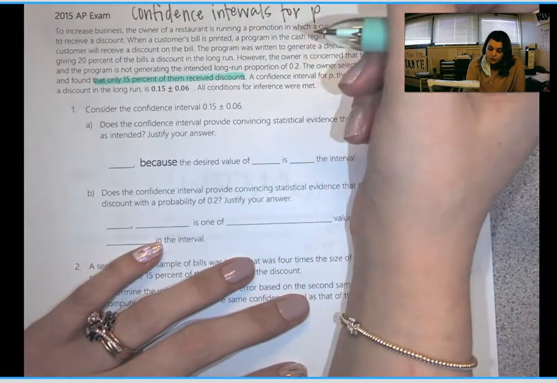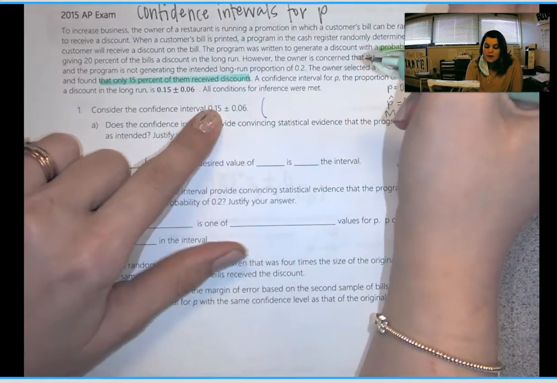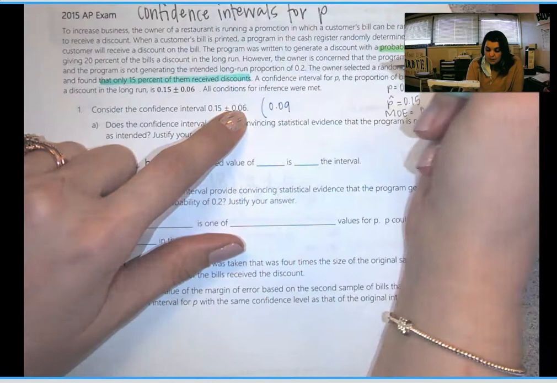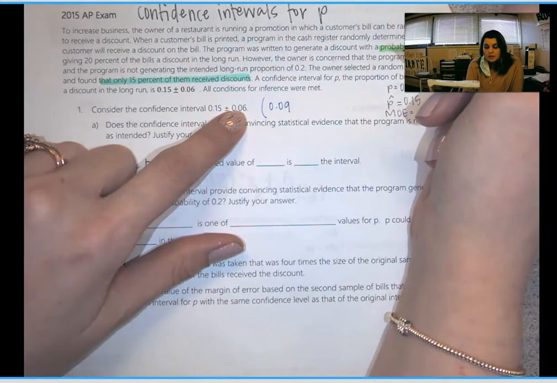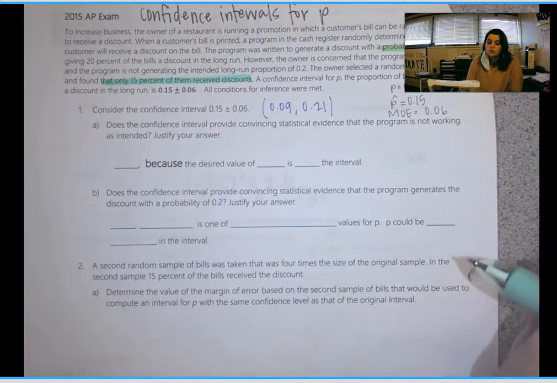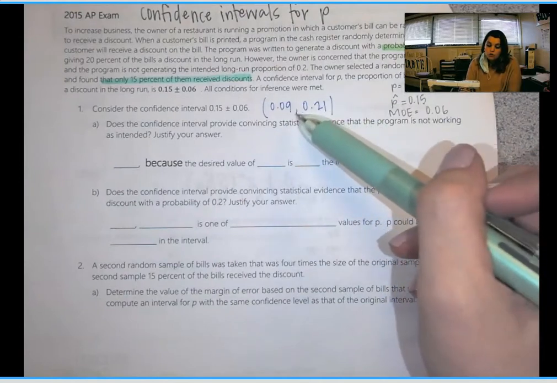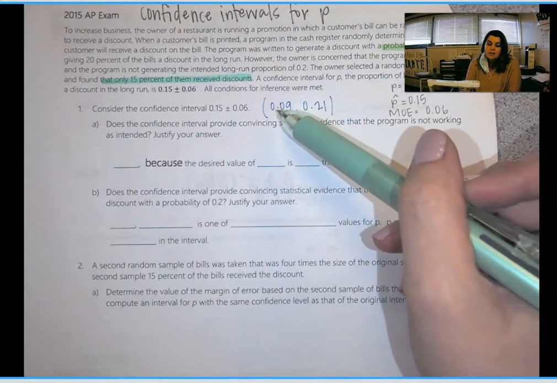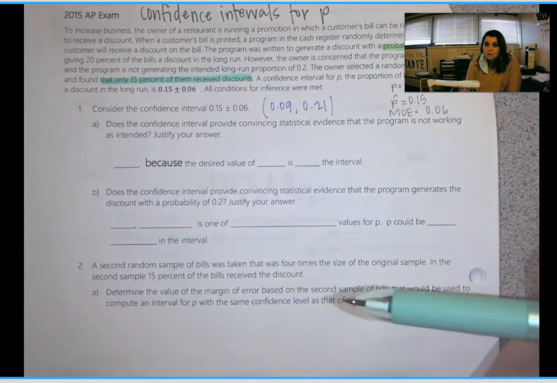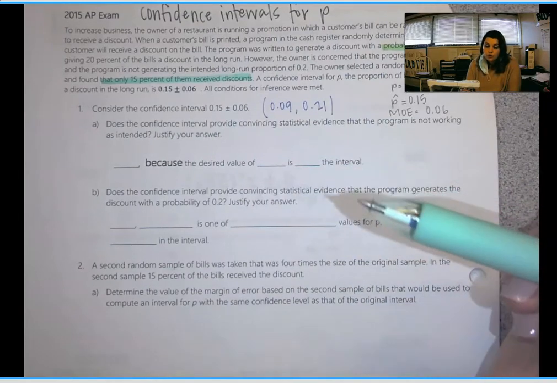So let's actually find our confidence interval. Our lower bound is 15% minus 6%. So that's going to be 0.09 or 9%. And our upper bound is going to be 0.21 or 21%. So our confidence interval, the true value of P, can be any percent from 9 to 21. So 9% to 21% is a plausible value for true P.